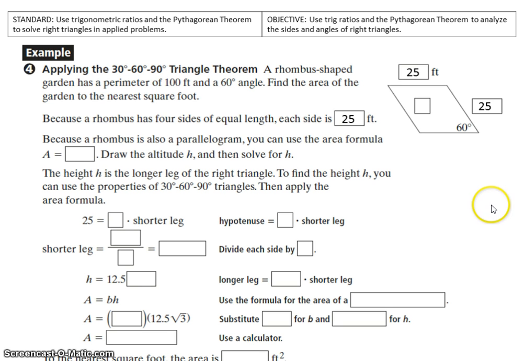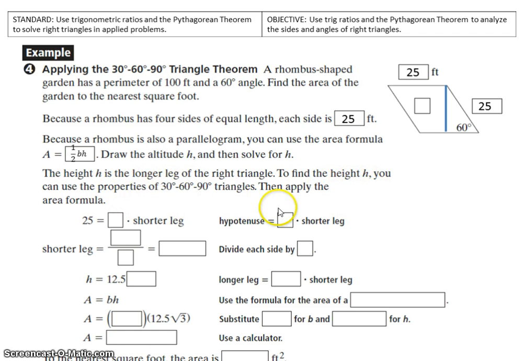Now, because a rhombus is also a parallelogram, we can use the area formula, which is 1/2 base times height. So we're going to draw an altitude h and then solve for h, because we're going to turn this into a 30-60-90 triangle. So here's our 90-degree angle. I'm not marking it. That's a 60-degree angle, and so that means that has to be a 30-degree angle up there. So the height h is the longest leg of the triangle, so we want to find that height h.